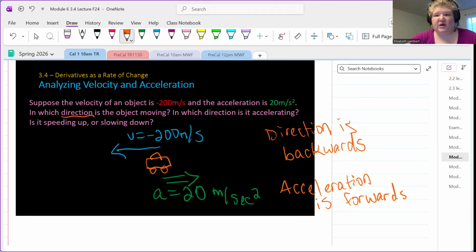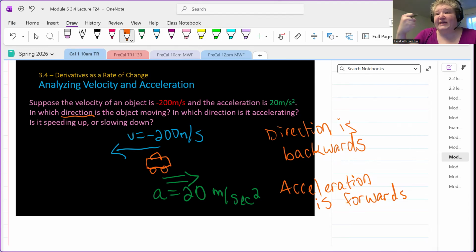So if I have a negative velocity, I'm being pulled backwards. Maybe I'm in a car and there's a rope with a giant pulling me back, trucking along at 200 meters per second. And I start accelerating. I now am trying to push my car forward.